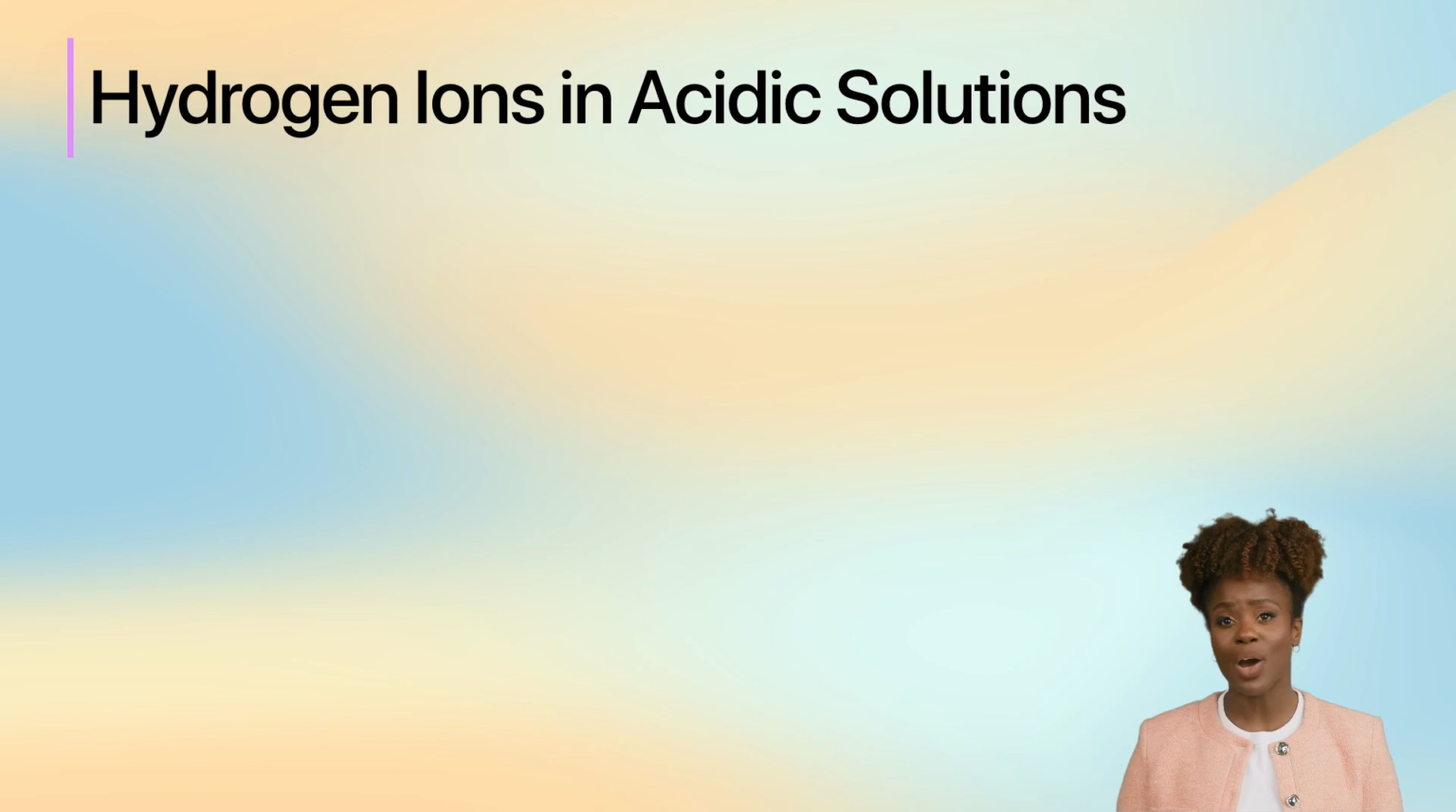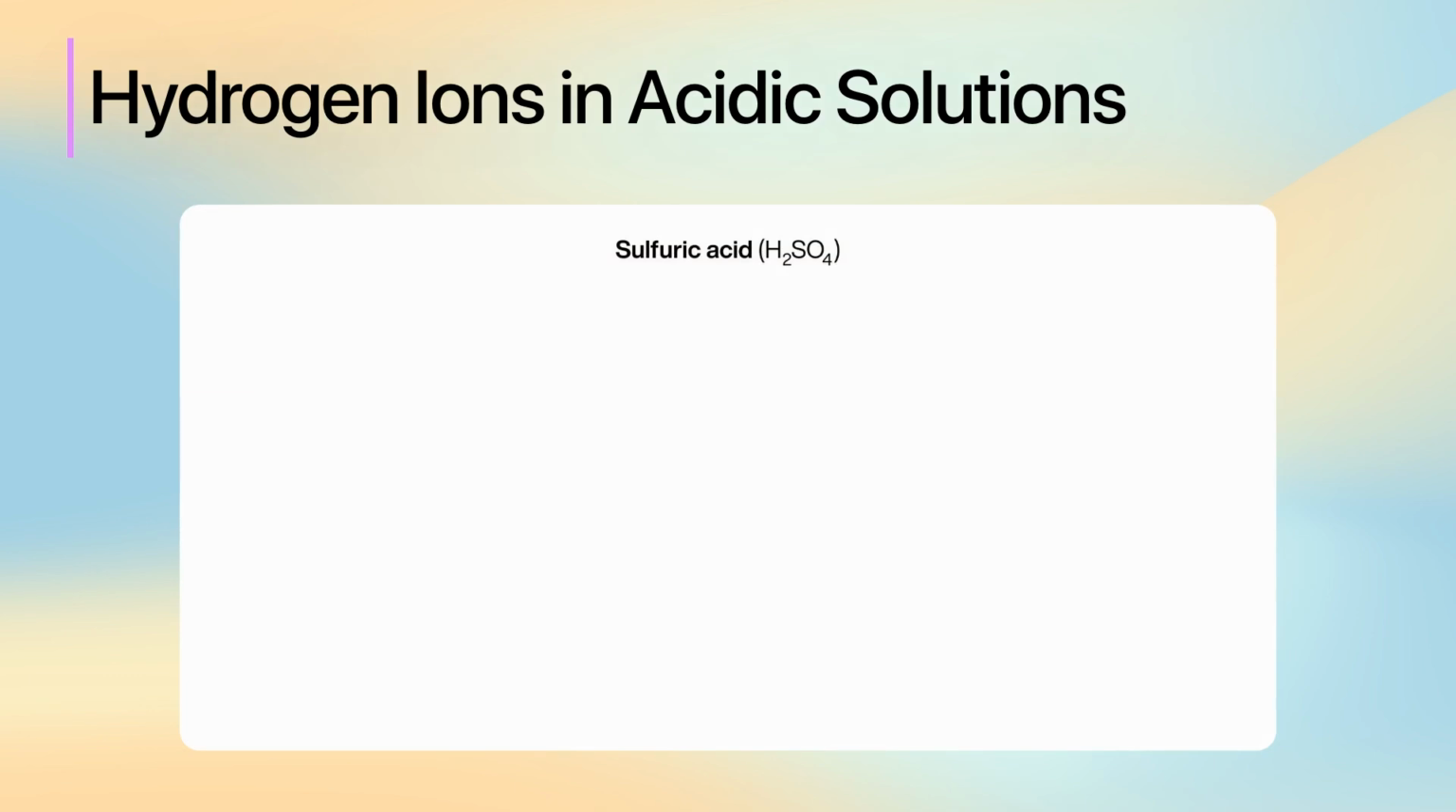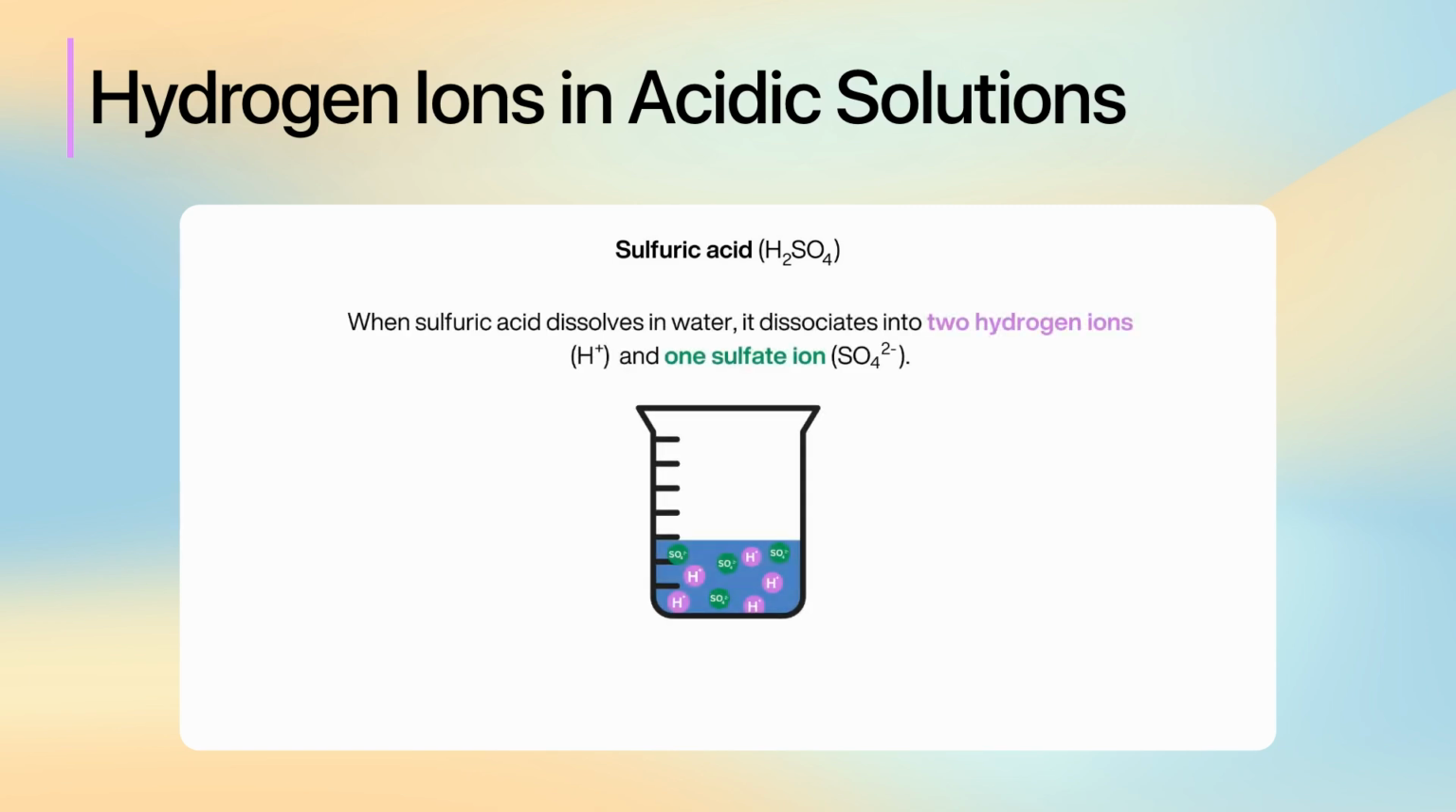Let's look at two other examples of acids to see how they dissociate. Firstly, let's look at sulphuric acid, H₂SO₄. When sulphuric acid dissolves in water, it dissociates into two hydrogen ions, H+, and one sulfate ion, SO₄²⁻. The equation is H₂SO₄ produces two H+ ions plus SO₄²⁻.